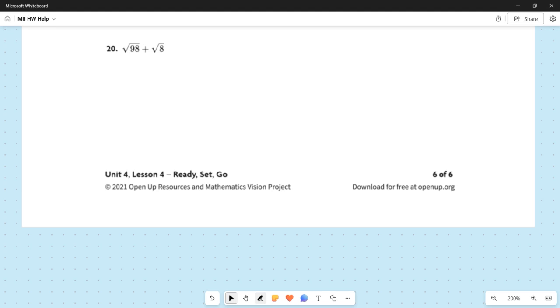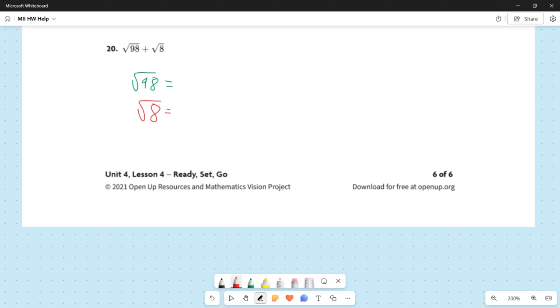The problem is that as these things are currently written, we can't combine these into one square root. There's no real way to combine the square root of 98 with the square root of 8. So we're kind of stuck with these two square roots. So in order to simplify this down to one square root, what we need to do is rewrite both of these. So we'll do it down here. We need to rewrite both of these so that we can combine them.